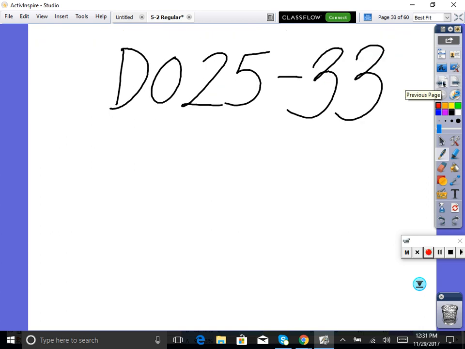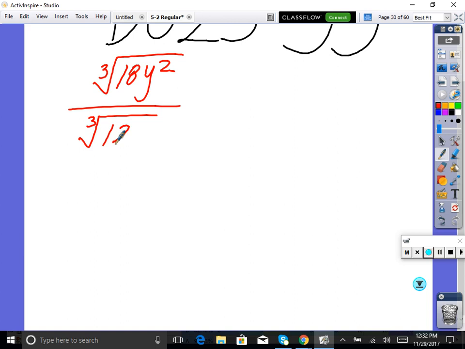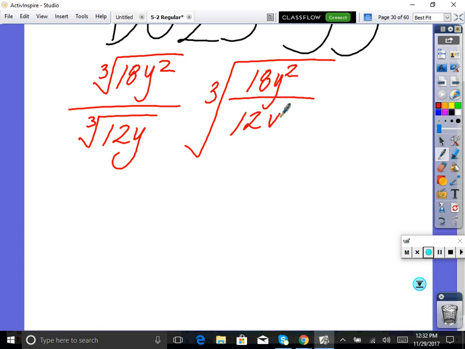Okay, there is one more I want to do. So everything I just showed you, we didn't have to rationalize the denominator, but that won't always happen. So let's look at 32 real quick. We have the cube root of 18y squared over the cube root of 12y. Now understand, still it is a better option to put it together and simplify as much as possible first. So this is the cube root, 18 and y squared on top, and on bottom we have a 12 and a y. Let's simplify first, but now make sure you really keep track.